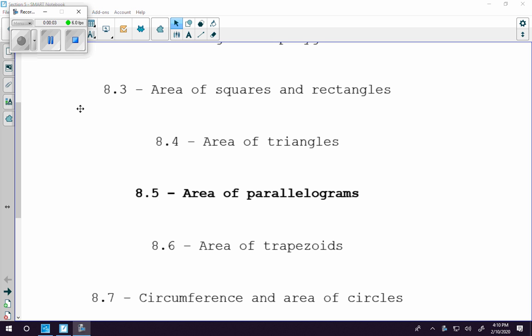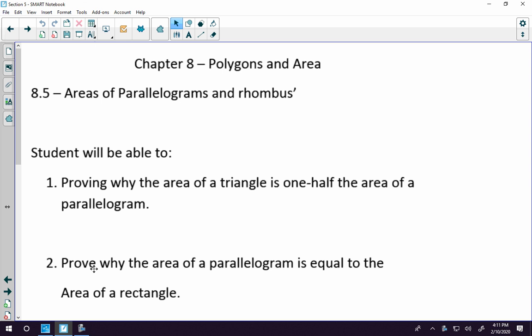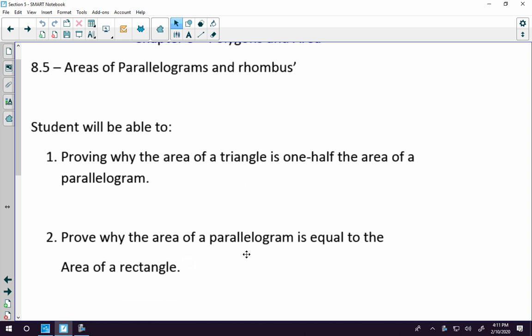Okay, class, what we're going to be talking about today is the space inside of parallelograms, or maybe you want to say the area inside of parallelograms. If we flip to the objectives page, the first objective is proving why the area of a triangle is 1/2 the area of a parallelogram. Second, prove why the area of a parallelogram is equal to the area of a rectangle.